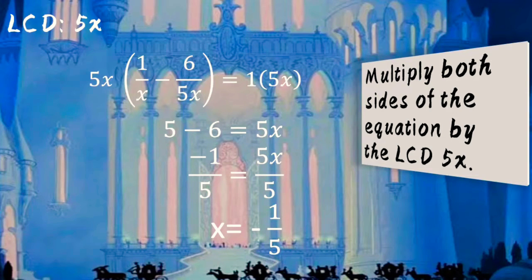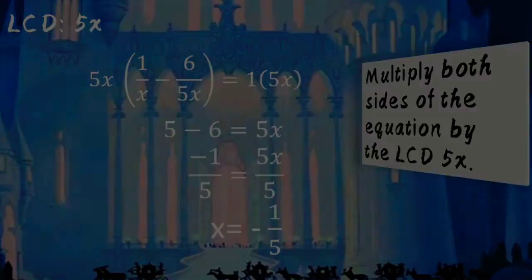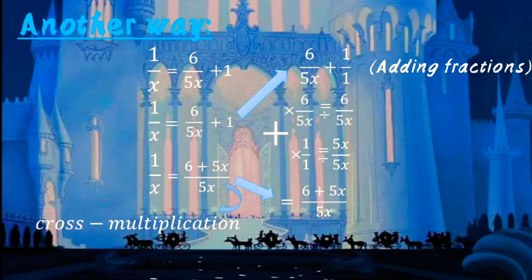But the tutorial doesn't end here, our pretty Cinderella, because we also prepared another way to find the value of x. Dear Lucille, what do you got there? My child, I will be making it easier like magic, adding the right side of the equation using their LCD, which is 5x. So 5x divided by 5x is 1x, times 6 is 6x, and 5x divided by 1 is 5x, times 1 is 5x.